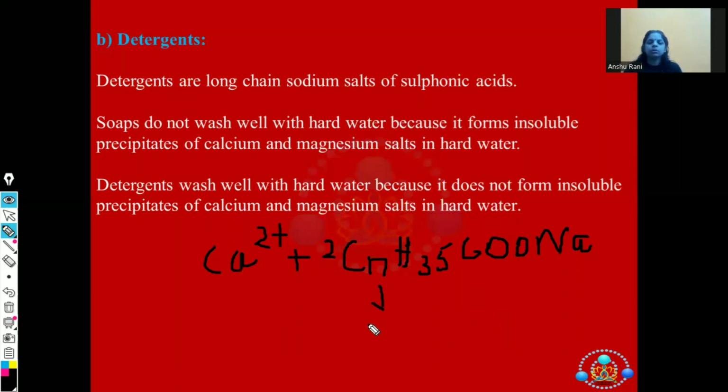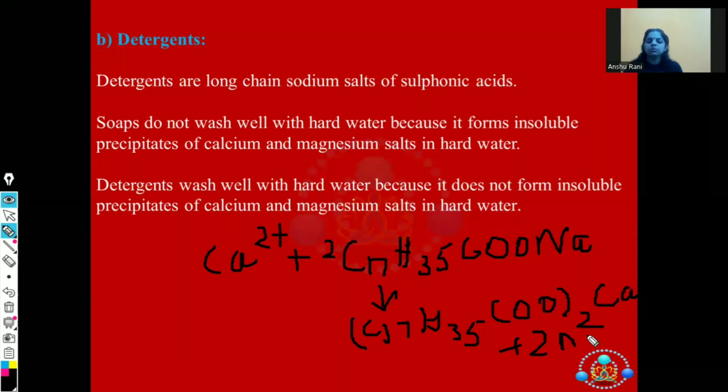It will form (C17H35COO)2Ca, twice, as calcium has a valency of 2, plus 2 sodium atoms in the form of ions will move out. This is scum. It is not soluble in water. It will give you precipitate-type things. If you are using hard water for cleansing, then it will not be helpful. It will not clean.